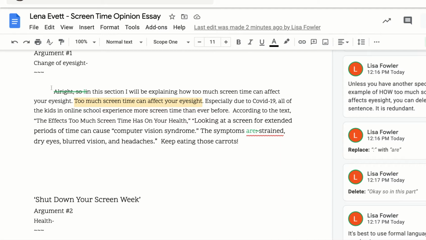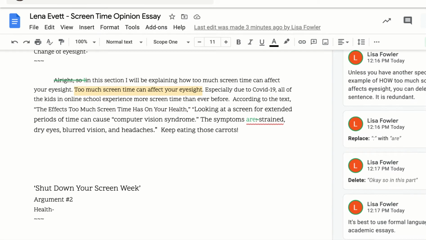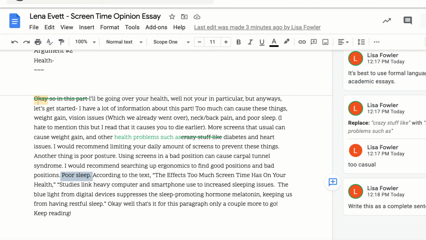There's a few more examples. So right here in this paragraph, she said, all right, so in this section, I will be explaining. So I just cut out the all right, so because that's a little bit too casual. Right here, she starts a sentence with okay, so in this part. You're not going to ever start a sentence in an academic essay with okay or okay, so, okay?